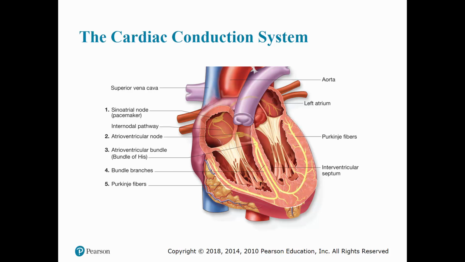Within our cardiac conduction system, this is what assists in our automaticity. Our primary pacemaker is the sinoatrial node, or SA node. From this node, it allows our heart to beat at a normal rhythm, anywhere from 80 to 100 beats per minute.